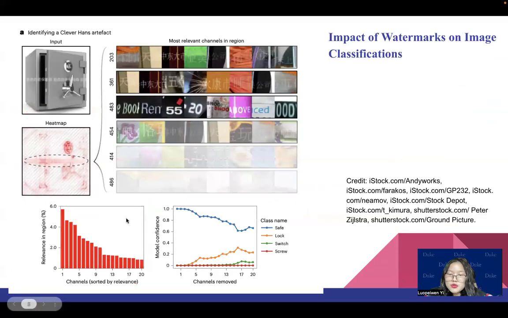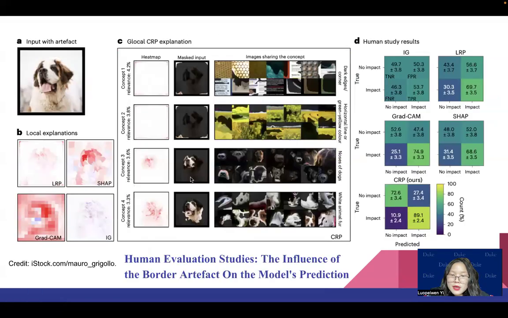And here's another example showing the impact of watermark on image classification of the Clever Hans artifact using CRP and RelMax, helping us identify and correct the model's incorrect concept and features focused at an early stage. And the authors also conducted human evaluation studies to demonstrate the practical utility of CRP and RelMax-based explanation for helping non-expert users understand the influence of the border artifact on the model's prediction.